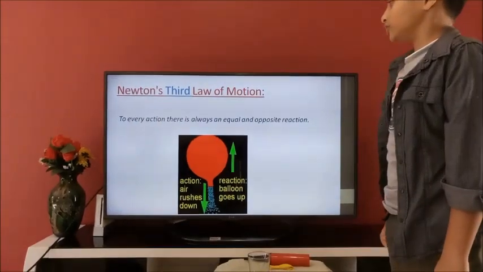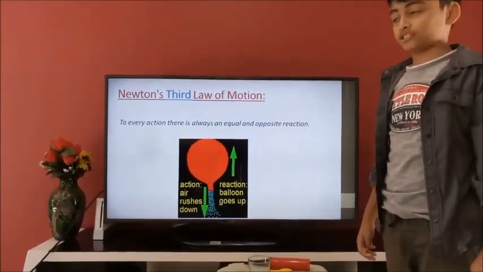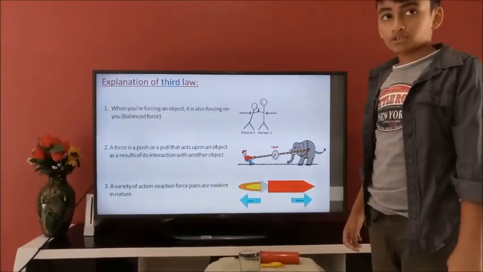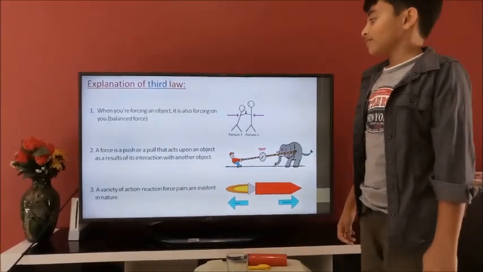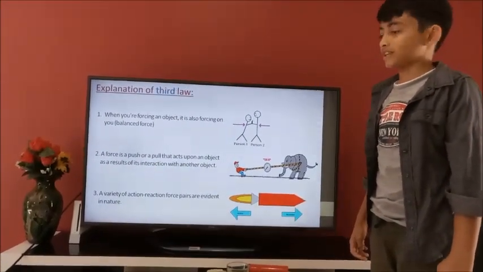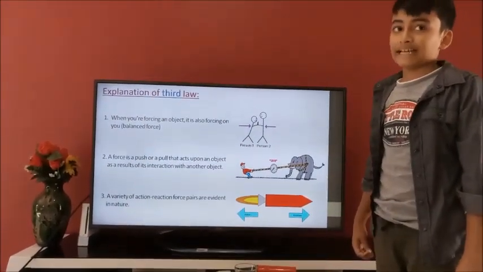Newton's third law of motion. To every action, there is always an equal and opposite reaction. Explanation of third law. When you're forcing an object, it is also forcing on you. Balanced force. A force is a push or pull that acts upon an object as a result of its interaction with another object. A variety of action-reaction force pairs are evident in nature.